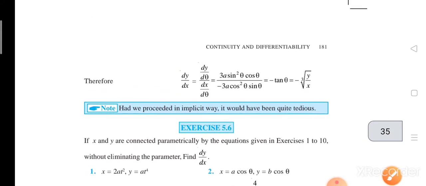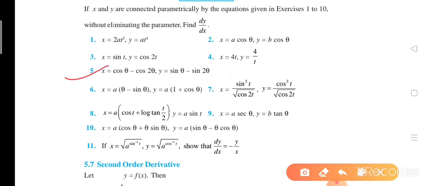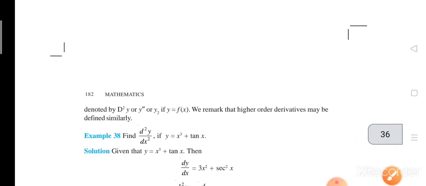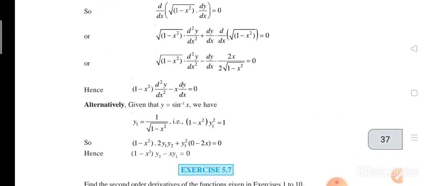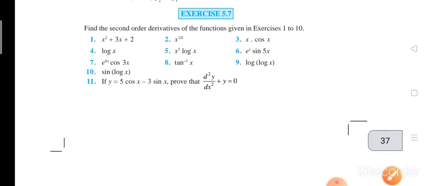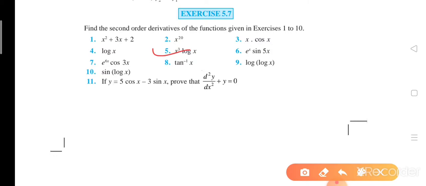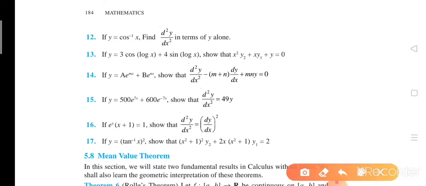Now from exercise 5.6, question number 5, 7, 9, 11. These are very important problems. Exercise 5.7. We have question number 5, 11, 12, 13, 16 and 17.